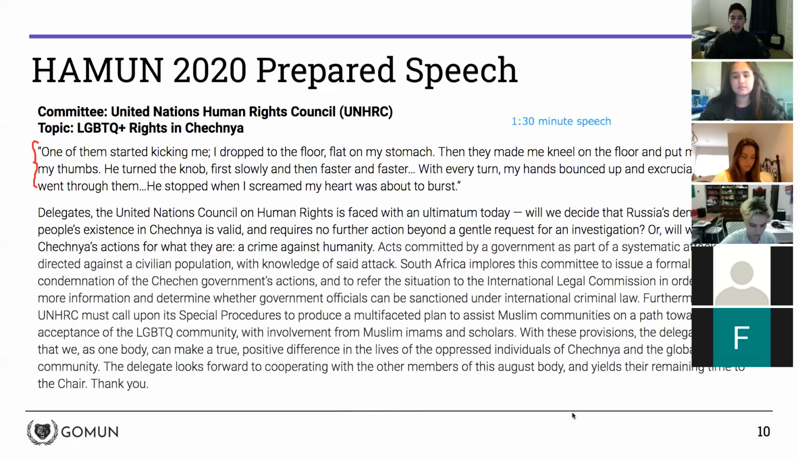You start by saying that the UN is facing an ultimatum. So you're describing this as a very important issue, and you're drawing a line in the sand. You're saying, are we going to do this or are we going to do this? And because you phrase it in a way that's like, are we saying that Russia's denial is valid and requires no further action beyond the gentle request? The way that you're putting in those adjectives makes it seem like, okay, this is not very good. We know what he's telling us and what he wants us to do. Or will we recognize Chechnya's actions for what they are, a crime against humanity?